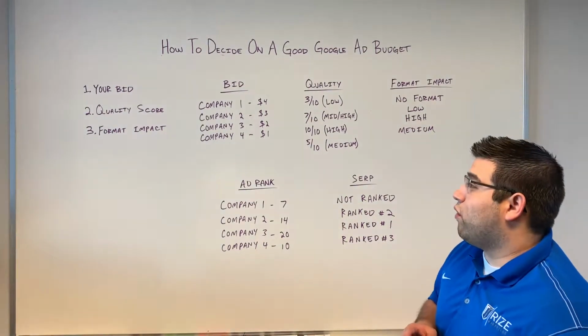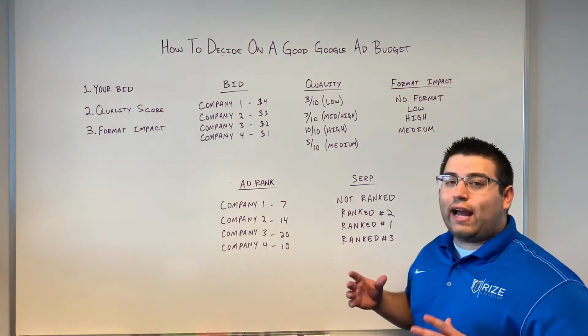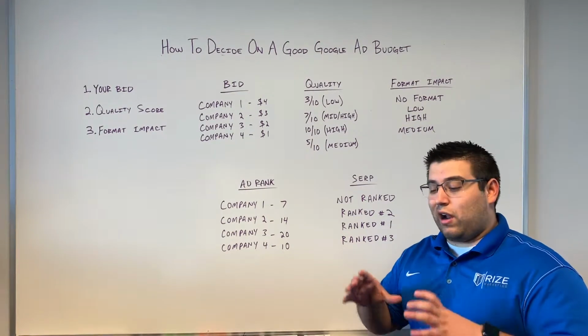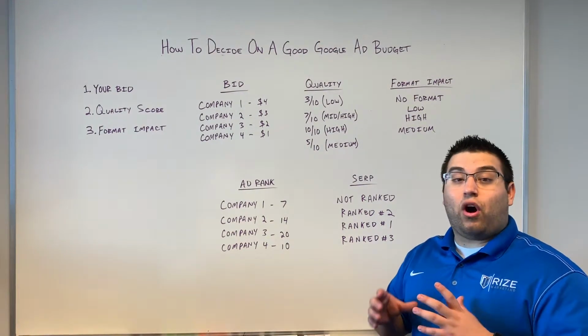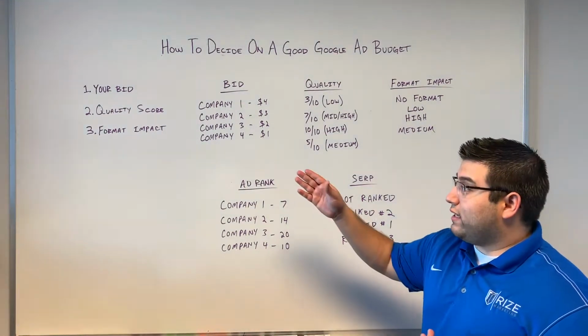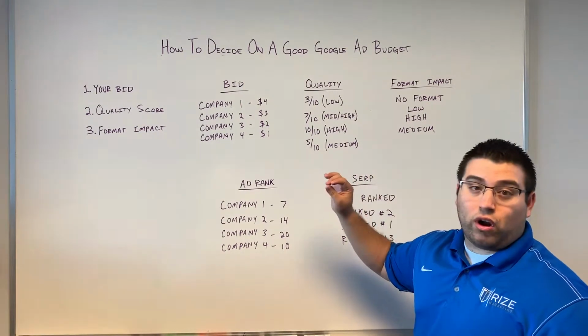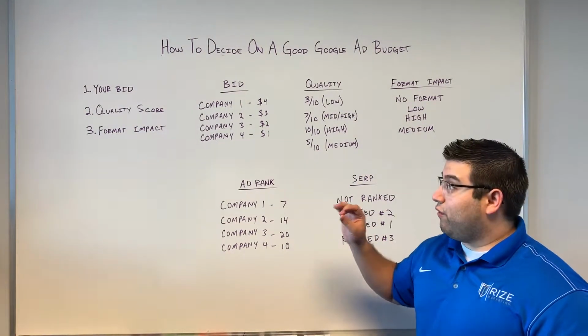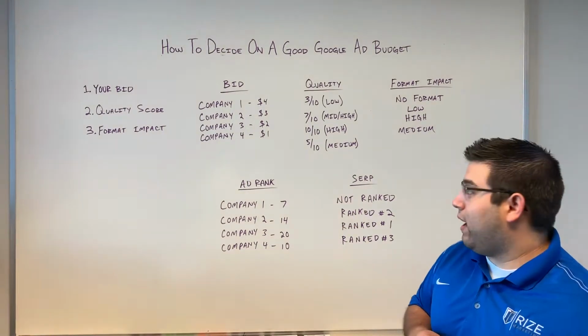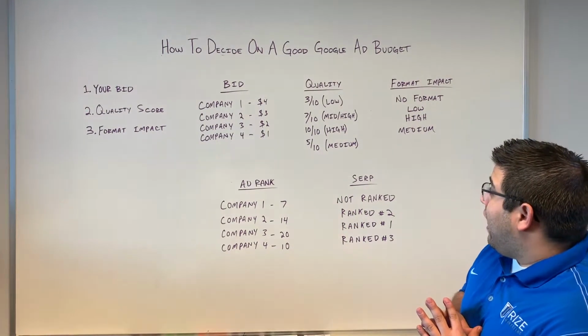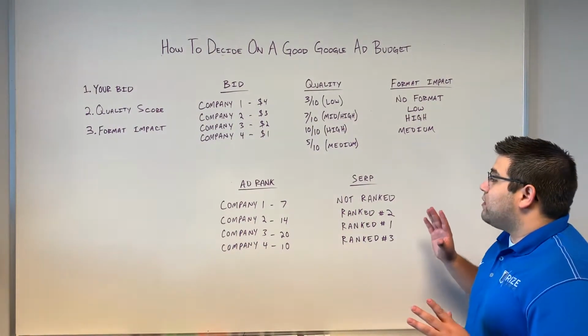The third is your format impact. So with Google Ads, there's a lot of tips and tricks to make your ad not only bigger, but also look better. If you're utilizing your formats, or what are called ad extensions, to the fullest, you're going to have a great format impact. All right, so let's look at a couple examples.